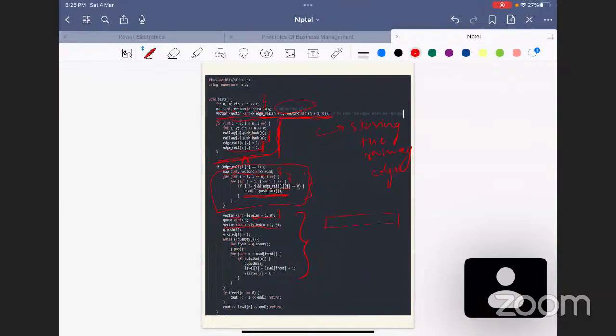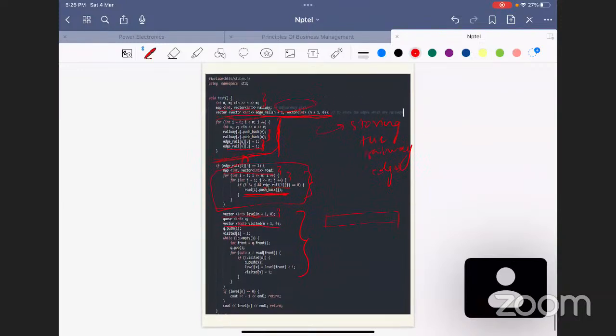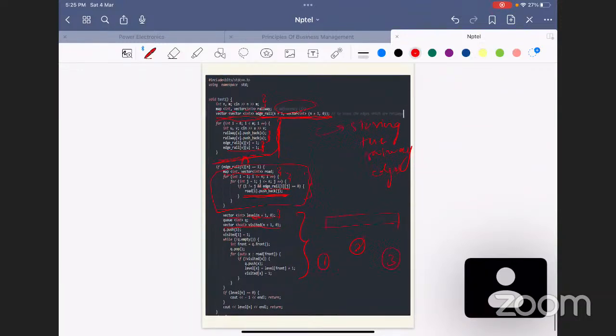Now in the queue, we have 1, 2, 3, 4, 5. So we push the first town in the queue, and until the queue is empty, we pick the front element of the queue and check its adjacency list. The adjacency list contains all the nodes to which this node is connected.